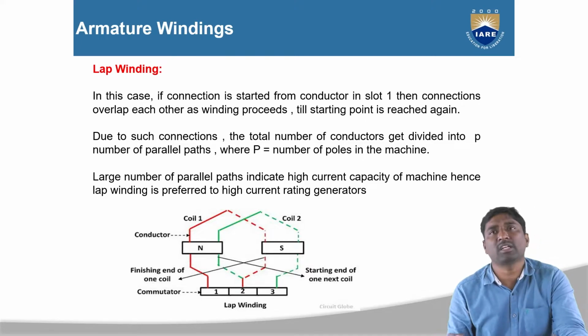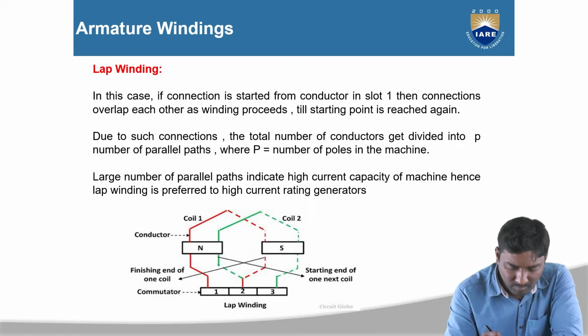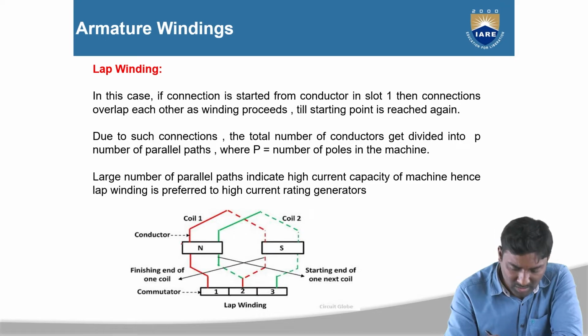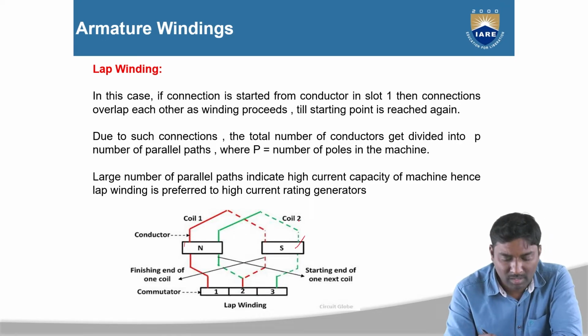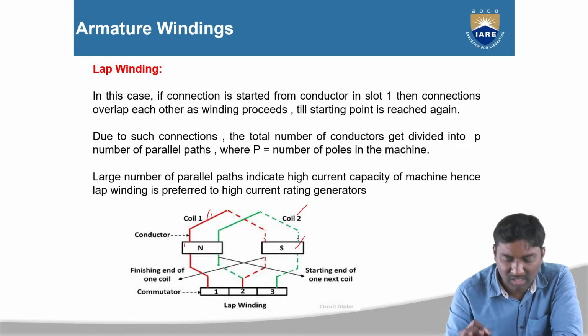Can you observe the diagram? You can observe here, this is the lap winding I am talking about. Here you can see the north pole, and this is the south pole. I am taking two coils as an example of the lap winding, that is coil 1 as well as coil 2. Coil 1 is red color, coil 2 is green color. Now these are the conductors and these are also conductors.